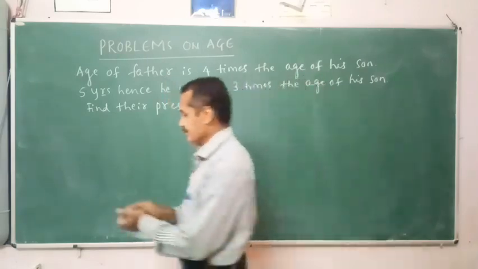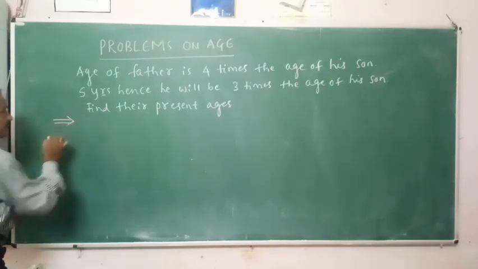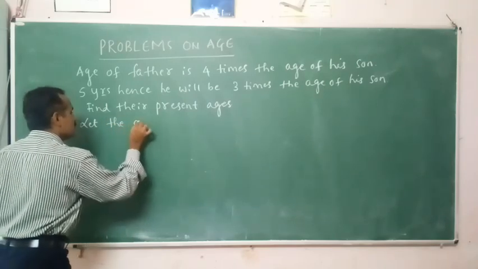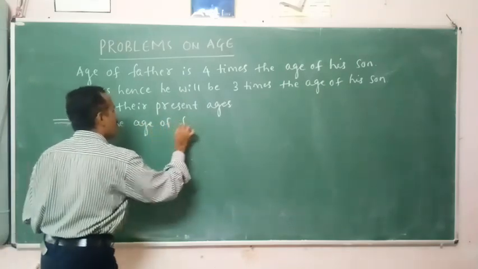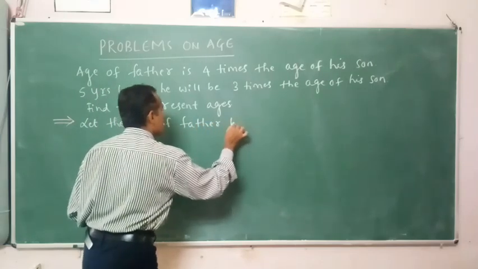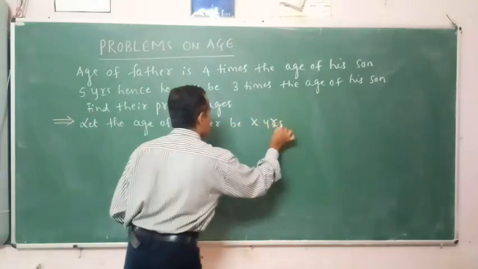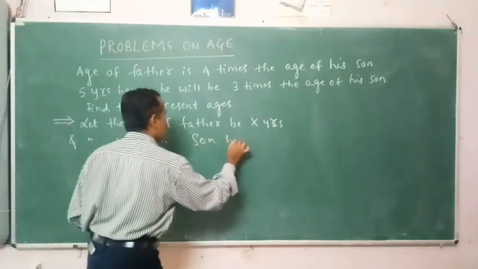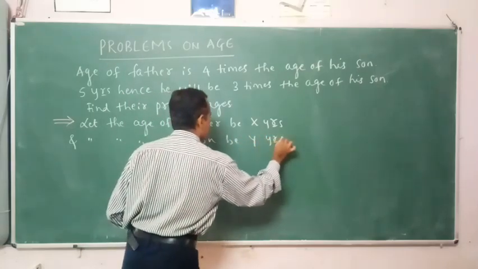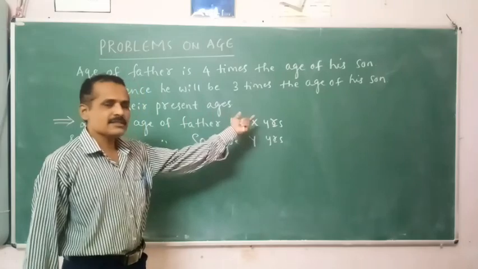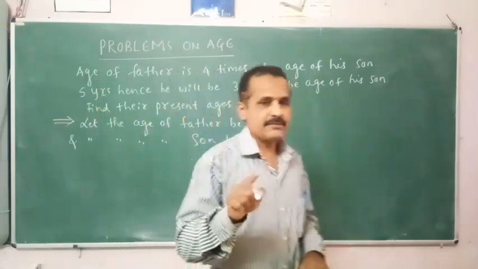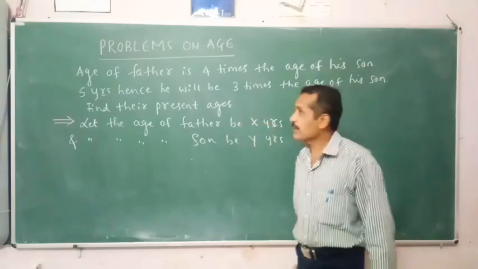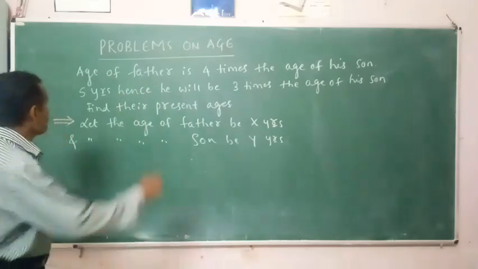How to start? Our solution starts from here. Let the age of father be x years, and let the age of son be y years. This is our assumption. Let father be x, son be y. It is not mandatory, it is not compulsory. Always the father should be x? It can be y, it can be x. Anyway, you can write.